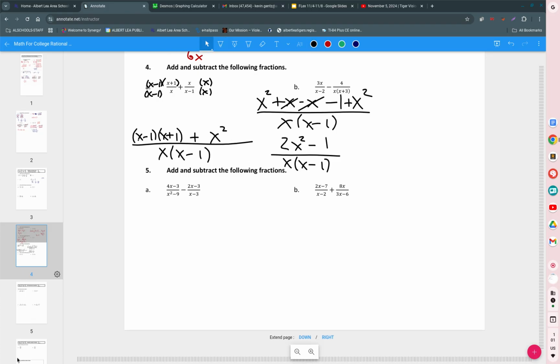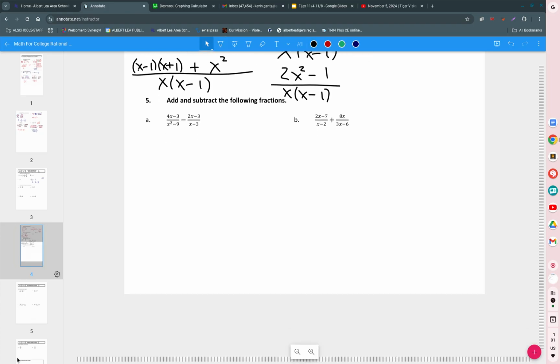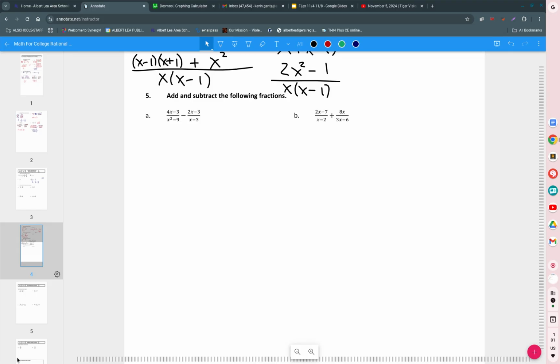And we'll do one more problem together. We'll do 5A. Common denominator. Talk to the person next to you. What do you think is the common denominator? Take about 20 seconds. What do you think is the common denominator? Go ahead.